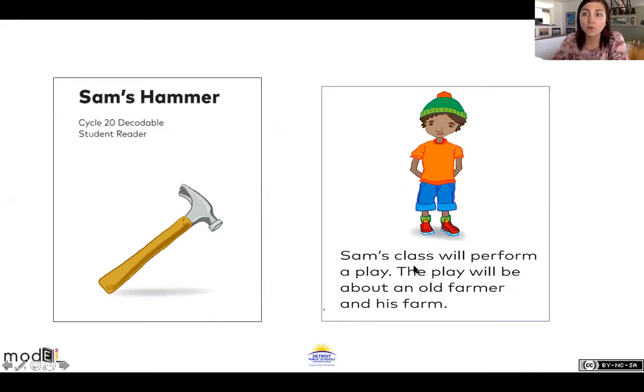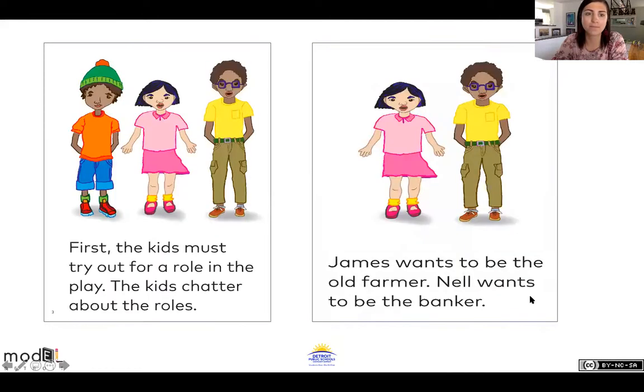Sam's class, if you want to read this by yourself, pause the video. Sam's class will perform a play. The play will be about an old farmer and his farm. First, the kids must try out for a role in the play. The kids chatter about the roles. Let me see you chatter. If you were chattering with your friends, you'd be like, oh my God, the play, it's so cool.